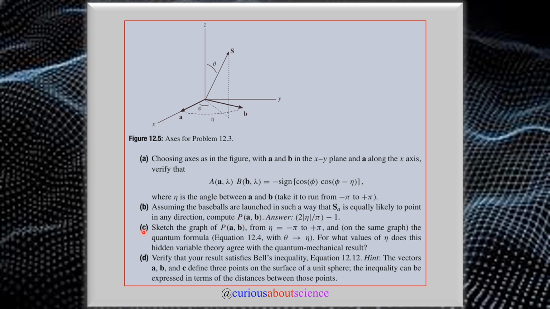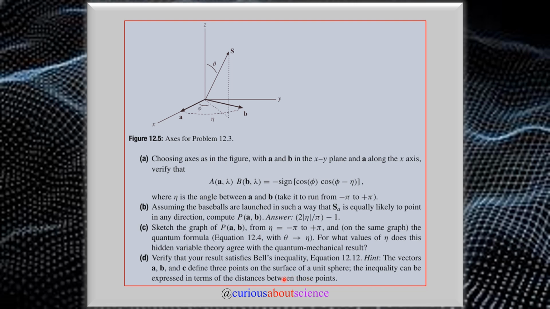Then in C, we're tasked with sketching the graph of P(a,b) from eta equal negative pi to positive pi, and on the same graph, the quantum formula from 12.4 with theta going to eta. For what values of eta does this hidden variable theory agree with quantum mechanics results? And then D, verify that your result satisfies Bell's inequality from equation 12.12. Hint, the vectors a, b, and c define 3 points on the surface of a unit sphere. The inequality can be expressed in terms of the distances between those points.